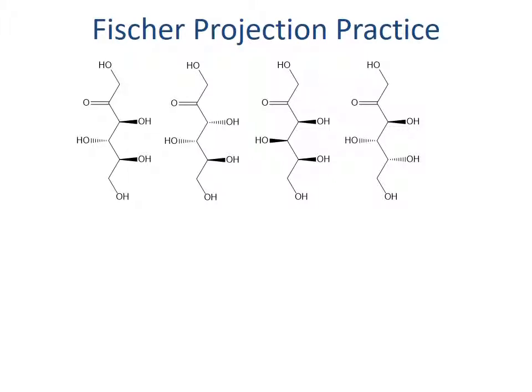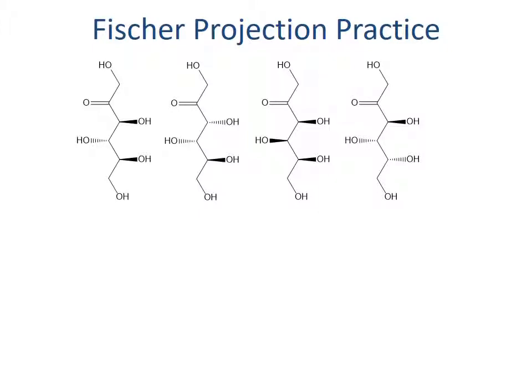Now it's your turn to try some of these Fischer projections. There are 4 carbohydrates shown, and I want you to try to generate the Fischer projections for each one. Identify how many chiral centers you actually need to draw, and then write out the structural formula for the other parts of the molecule that are achiral.